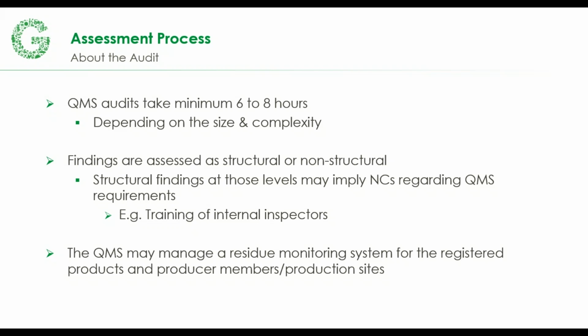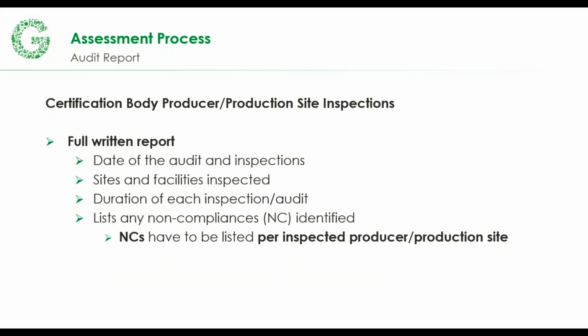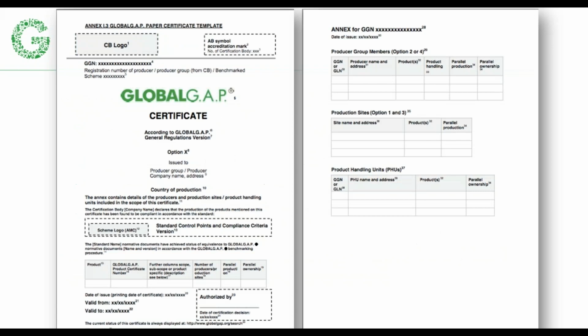The QMS may also manage a residue monitoring system, or RMS, for the registered products. This means residue monitoring for pesticides can be handled at the group level rather than the individual farmer level, and there are different rules about that. The information about the audit report from the certification body is listed here, so it's very specific how the audit report should be turned out.